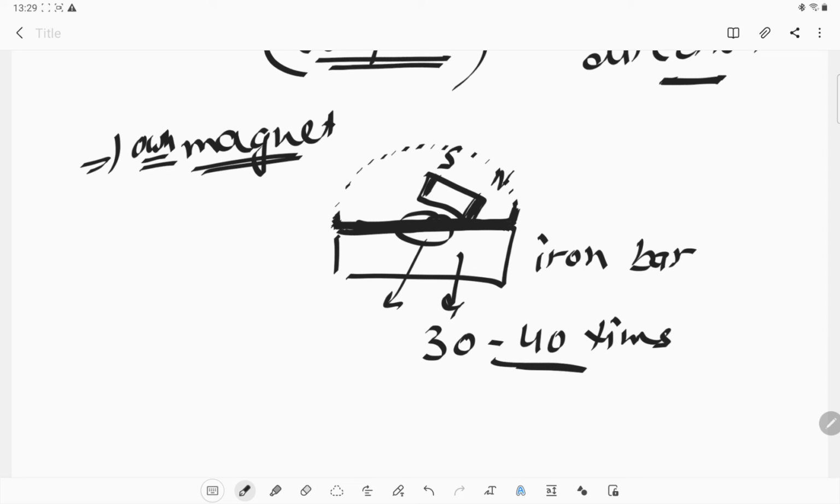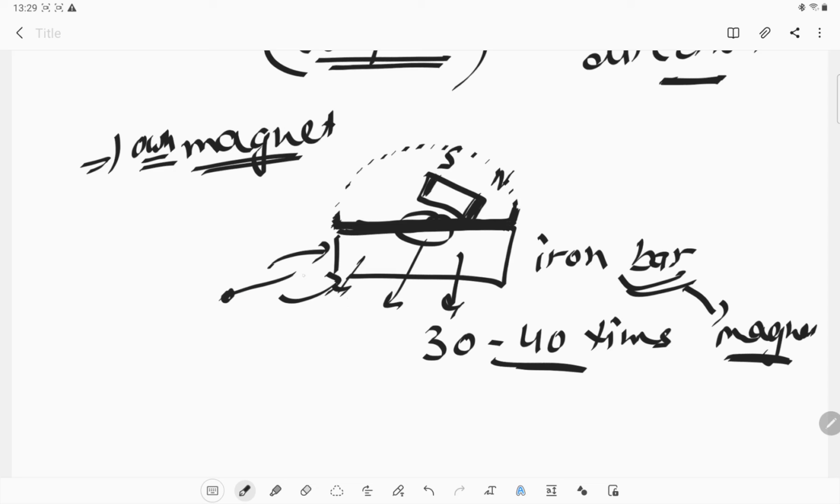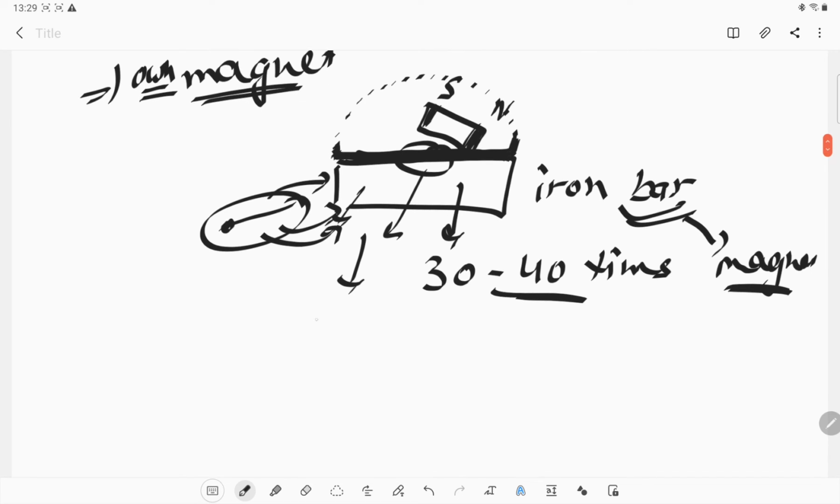After this we can see that if we place a needle near this iron bar, the needle will be attracted toward this iron bar. Why? Because this iron bar has now become a magnet. If the iron nail is not attracted toward the iron bar, then we continue this process for 20 more times, so that the iron will become a magnet. So this is how we can convert iron into a magnet.